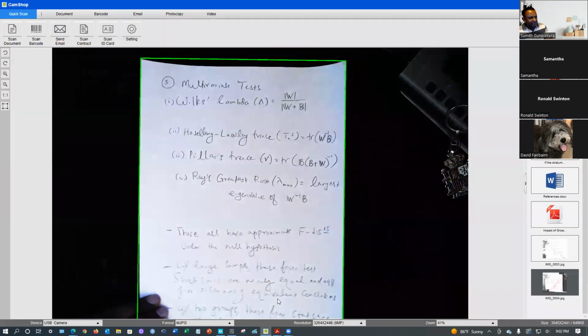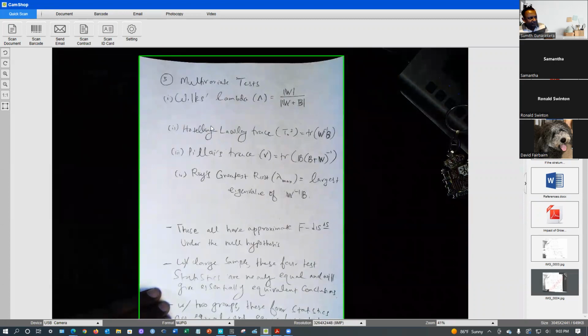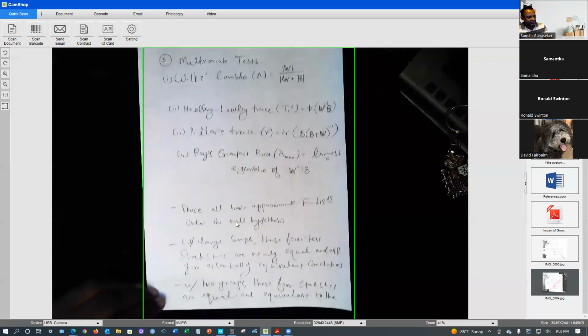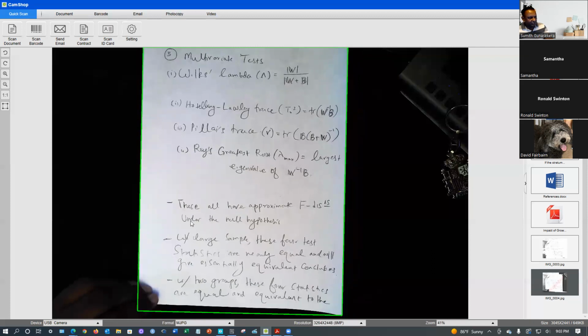See, the multivariate tests. We have Wilks lambda, which is the within matrix divided by the total matrix, absolute value. Hotelling-Lawley trace of this guy. Pillai trace, this one. Roy's greatest root is the largest eigenvalue of this guy. These are the factors that we have taken into account. These all have approximately an F distribution under the null hypothesis.